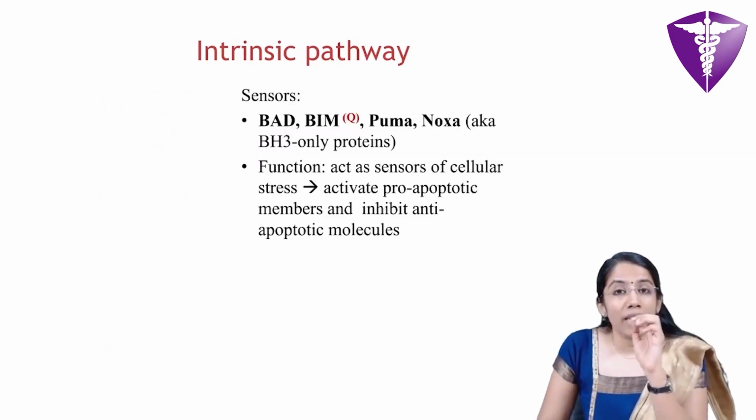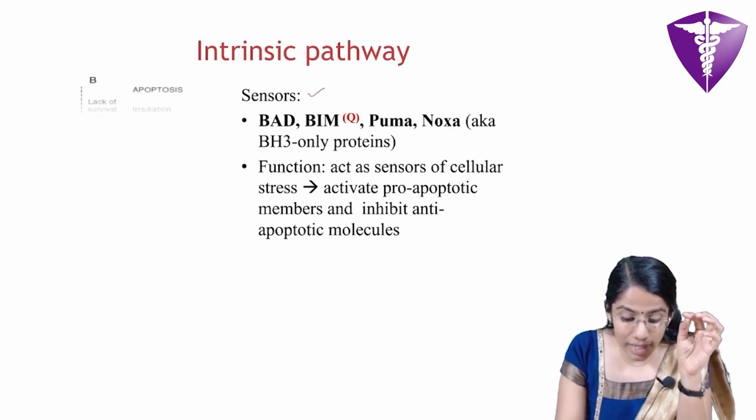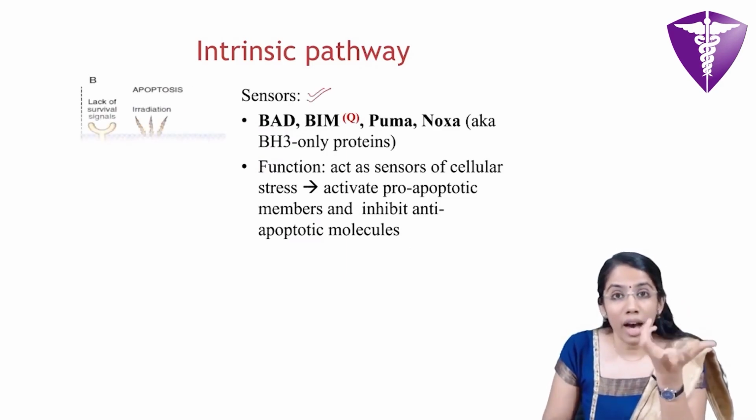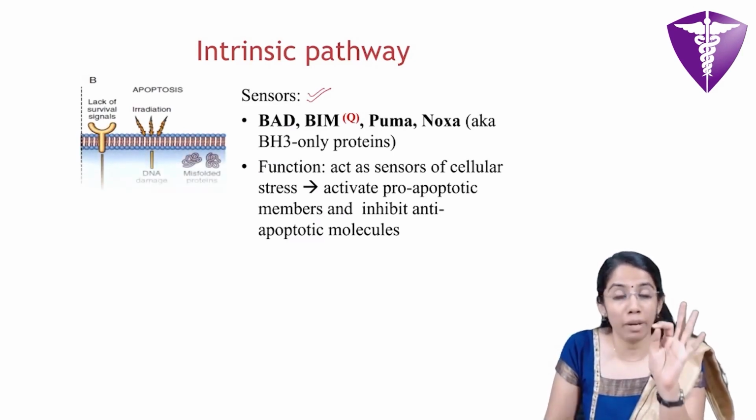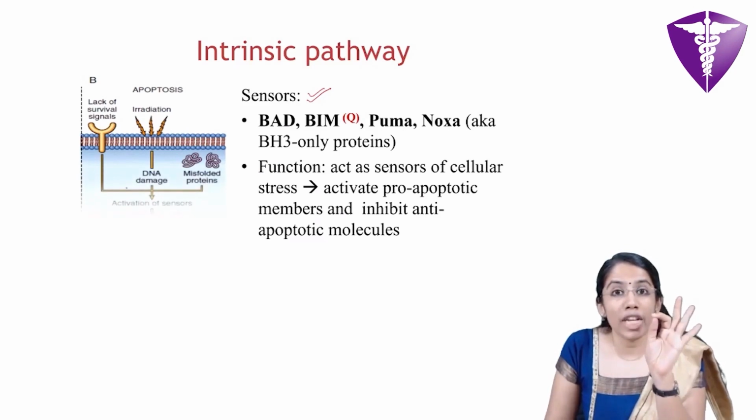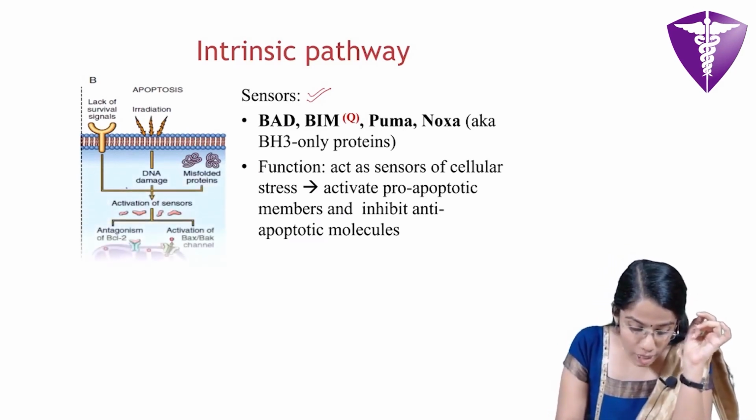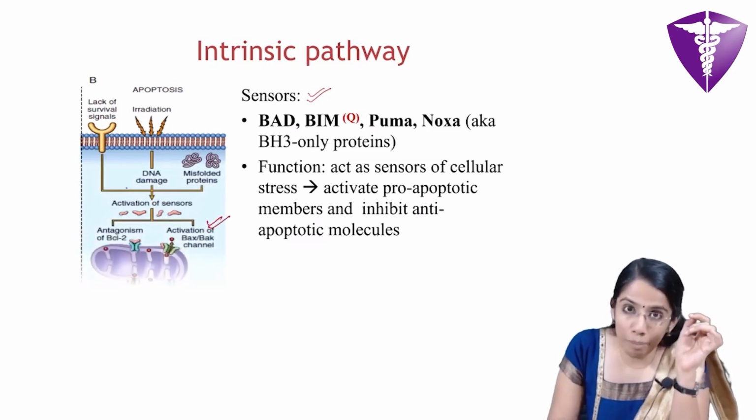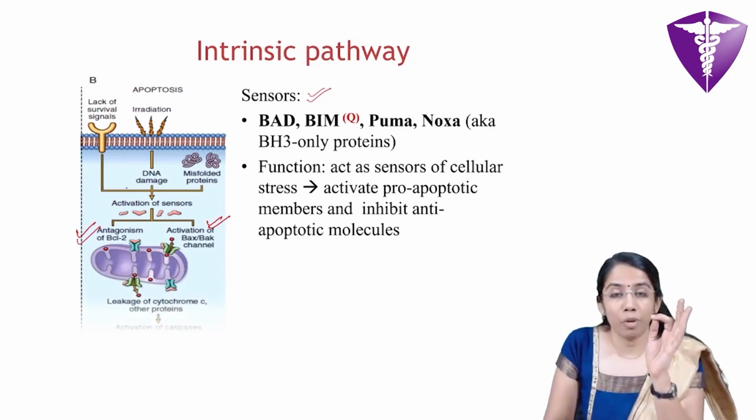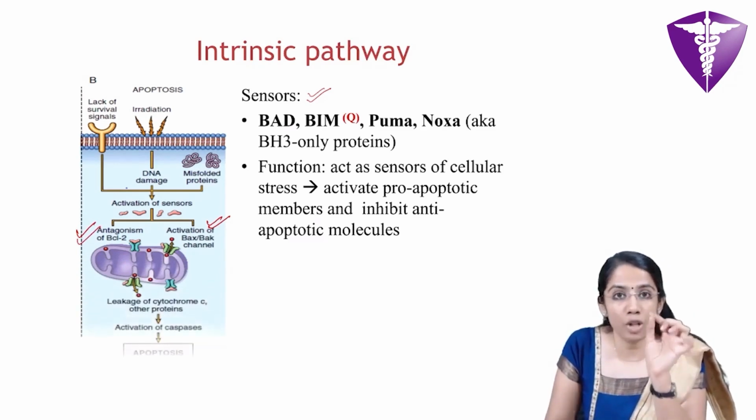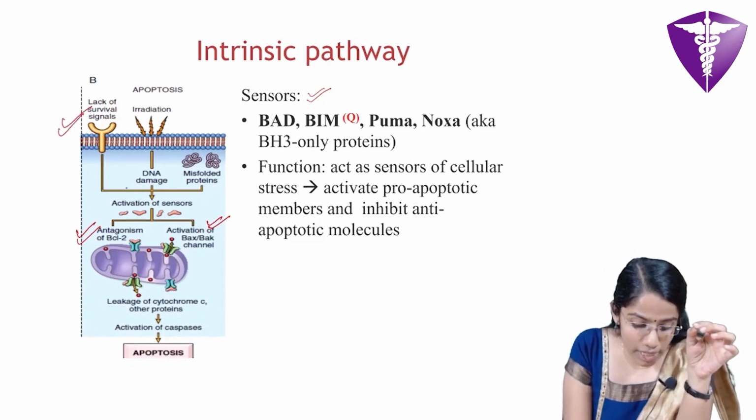But what happens in the event of a stress? When a stress occurs, certain sensors of the BCL family are activated. These sensors include, and this is also very important, BAD, BIM, PUMA and NOXA, also known as BH3-only proteins. Their main function is to activate the pro-apoptotic molecules as well as to antagonize anti-apoptotic proteins such as BCL2. So this is what happens in the event of a stress signal.